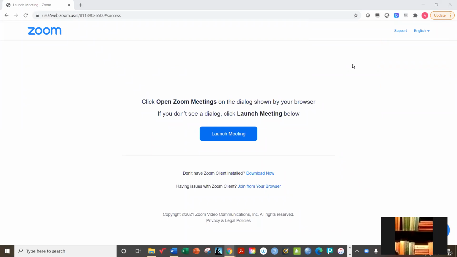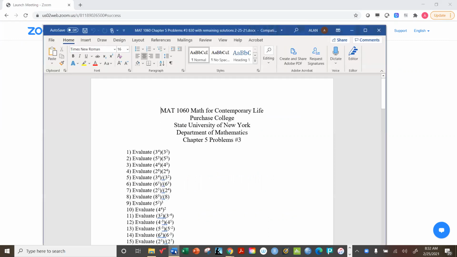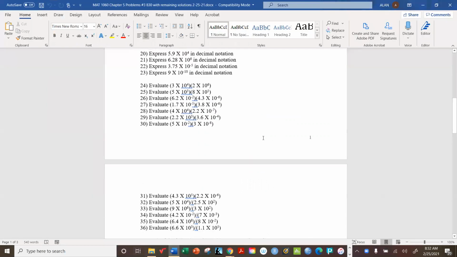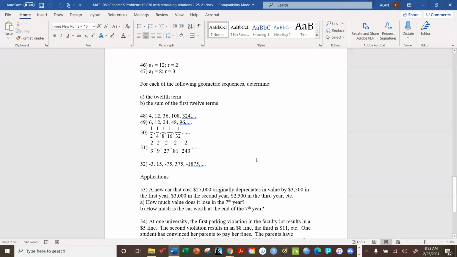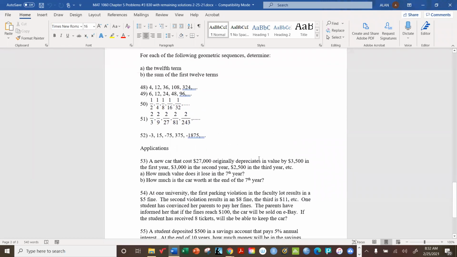All right, here we are. So we've got some problem sets. We were not completely done with the chapter 3 problem set, so we can finish that up today. We hadn't quite gotten to those last few problems. We had some geometric sequences, and then we also have a few word problems, just a few.